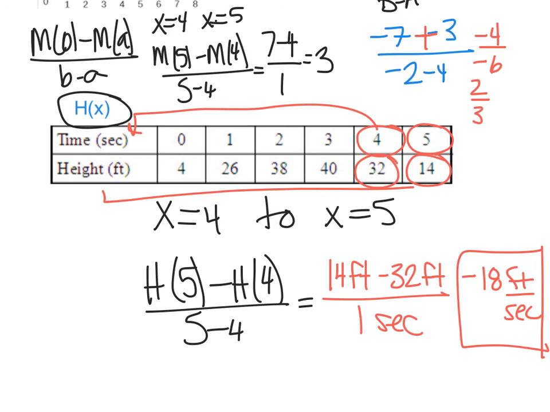Well, I think that does it for us. We've got a big review on inverses as our real main topic, and we snuck that average rate of change in there.